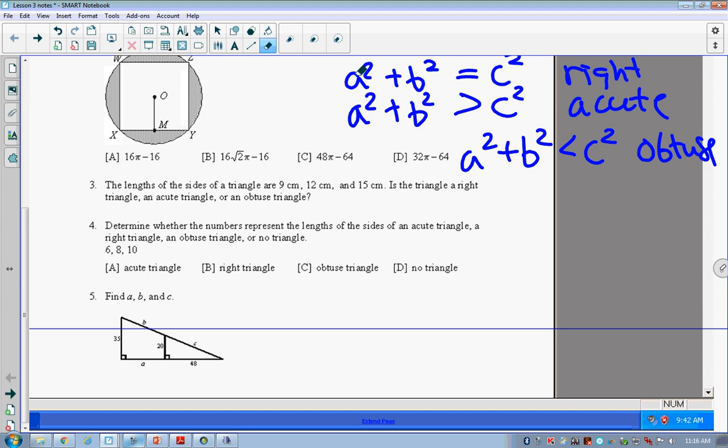Okay? Let's see. So we should be saying 6 squared plus 8 squared in relation to 10 squared. Some of these you should recognize as Pythagorean triples. And a Pythagorean triple will always be a right triangle. 3, 4, 5 is a right triangle. Okay? If I double 3, 4, and 5, I get 6, 8, and 10, and so I should see this as a right triangle. Or 36 plus 64 equals 100, right? So we see another right triangle.